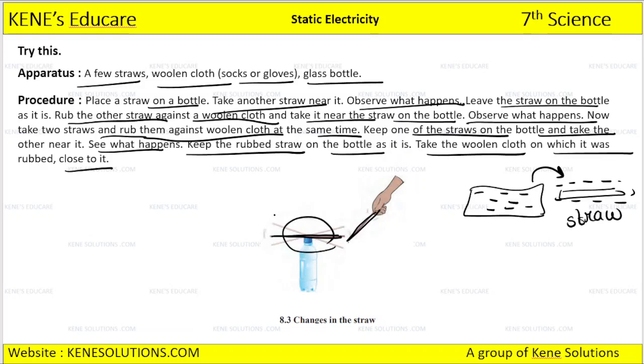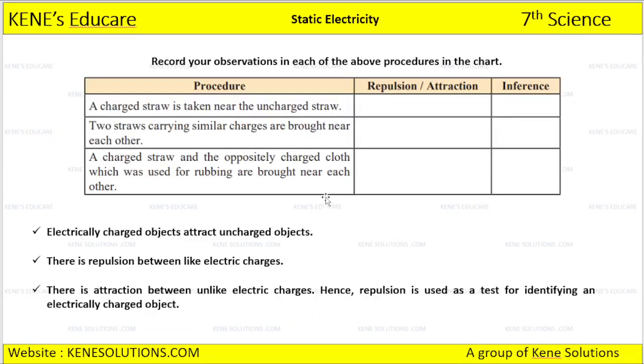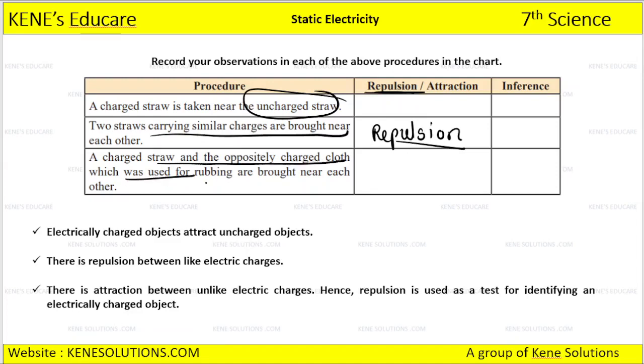Okay, अगर आप woolen cloth भी consider करते हो, in that case also these two straws are rubbed on the same cloth, and that's why they will gain the same charge, and because of that the like charges will repel each other. Okay, so a charged straw is taken near the uncharged straw. तो उस केस में अगर अनचार्ज स्ट्रॉ के पास अगर आप लेते हो तो उस केस में रिपल्शन नहीं होगा. ओके, but two straws carrying a similar charge, there would be a repulsion, because उनमें कौन सा चार्ज है, they have the same charge. Okay, a charged straw and the oppositely charged cloth which was used for rubbing.